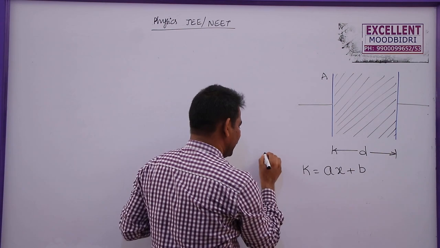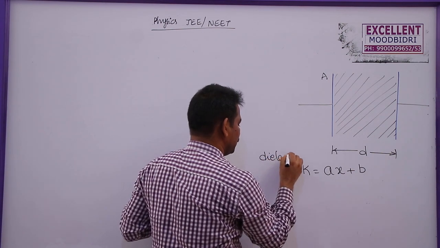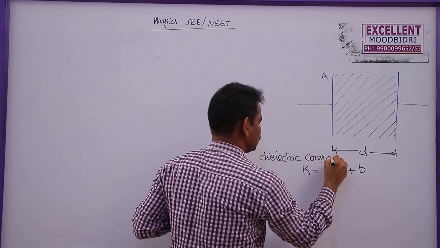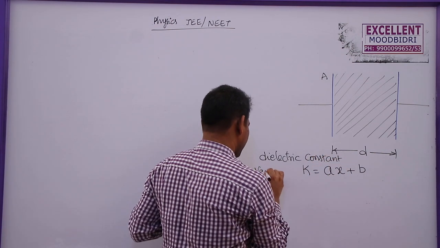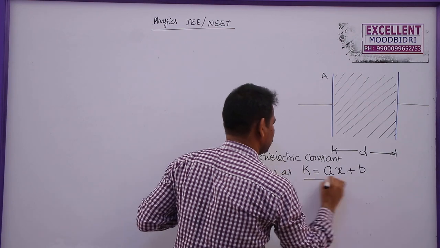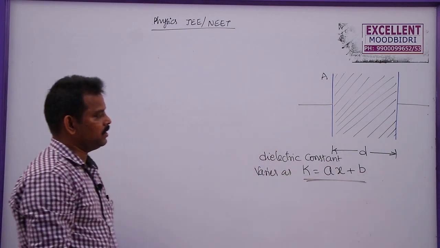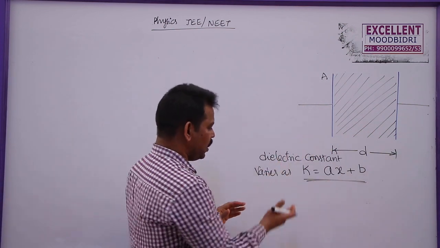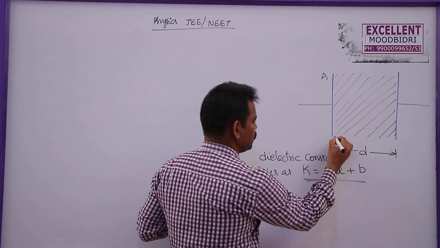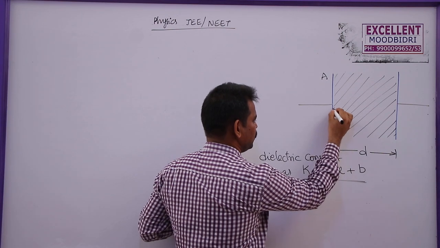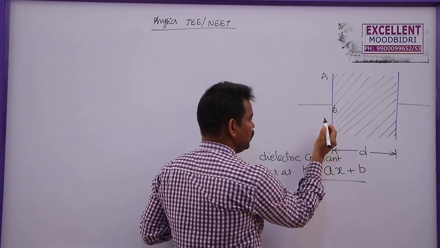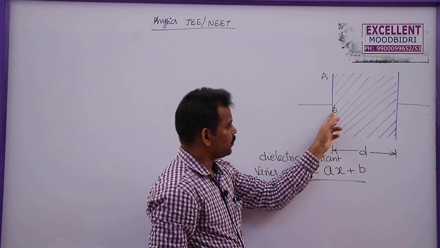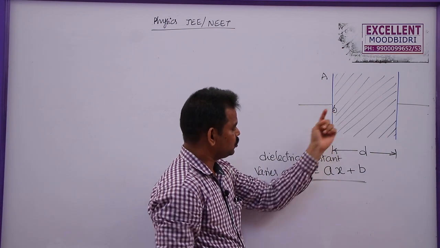So, the dielectric constant of the medium between the two plates varies as K is equal to AX plus B. The distance between the two plates is D. What is the meaning of this? Suppose you take this point, let me take this as point 1. We are measuring the distance of this point from the first plate. Here this is almost 0.